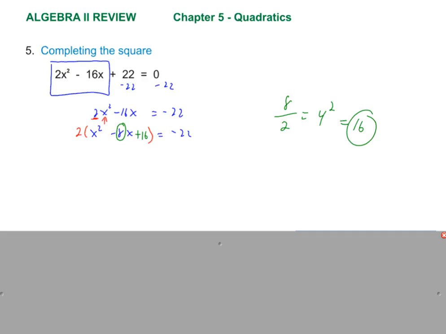Okay, well, here's the key. I have just changed the value of this equation, because I put this 16 in here. But remember, not only did I put 16 on the left side, I really put a positive 32 on the left-hand side. And the only way I'm going to keep this balanced and not change the value is to also add a positive 32 on the right-hand side. Okay, do you remember that? Hope so.